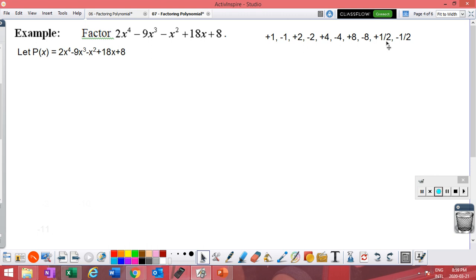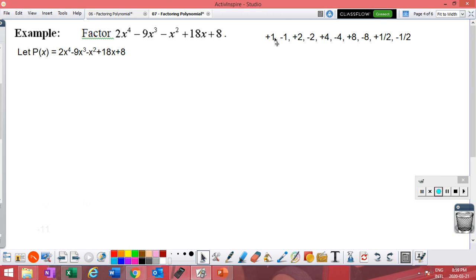But if you do have to look for that fraction, that's how you do it. You take these numbers that divide into 8 and divide them by anything that divides into this leading coefficient. Okay. So you can do what you want here as far as subbing these in. I go in this systematic order every time.